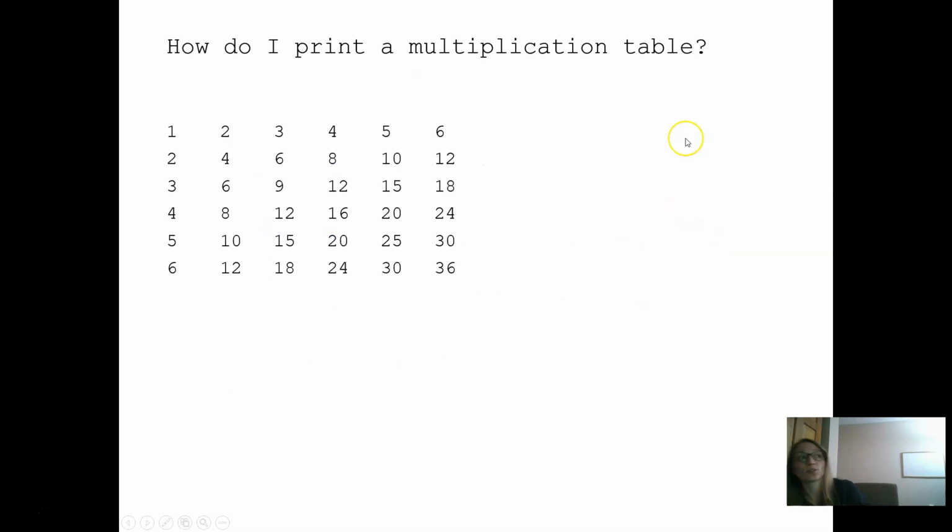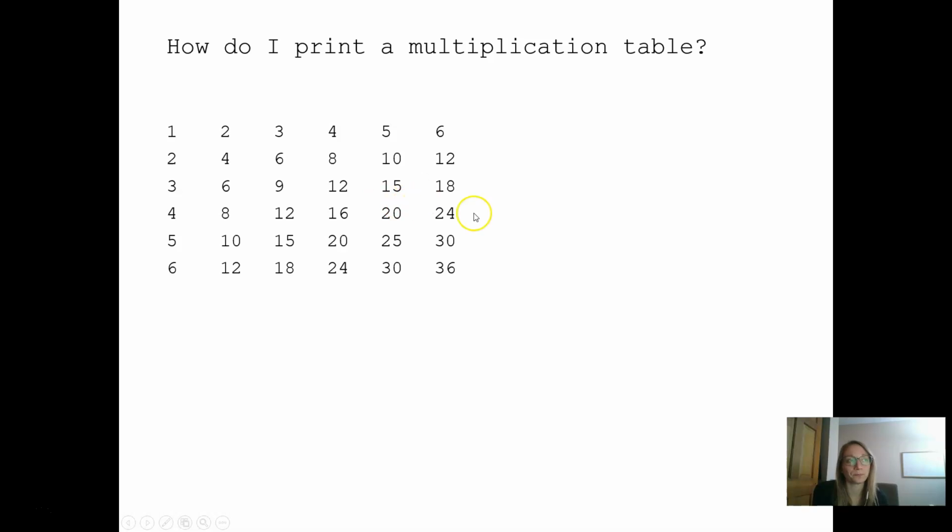How would I print a multiplication table? A multiplication table works by rows and columns, just like what we've been talking about. So if you did row 2 and column 2, 2 times 2 is 4. Row 3, column 4, 3 times 4 is 12. And so this makes it easy to do your multiplications.